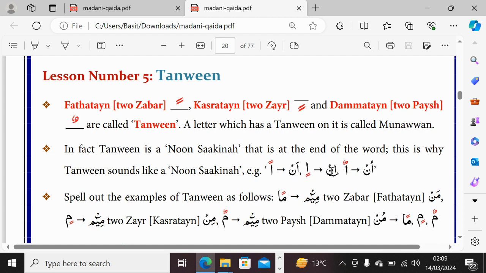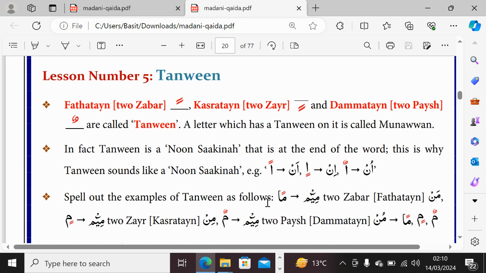Hamza two zer, in. At the end of the word, we feel the sound of noon sakina. Hamza two pesh, un. And in every tanween we feel the sound of noon sakina at the end, just like mun, min, man. Hamza two zabar an, hamza two zer in.